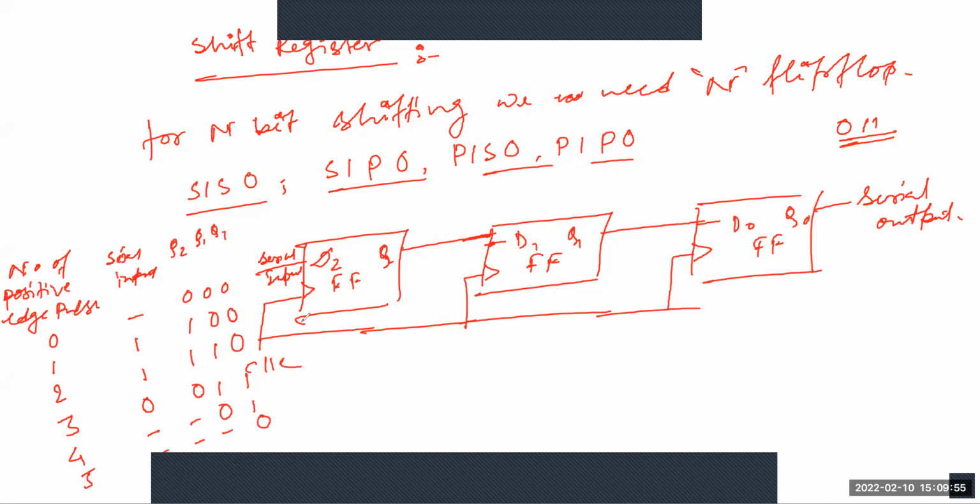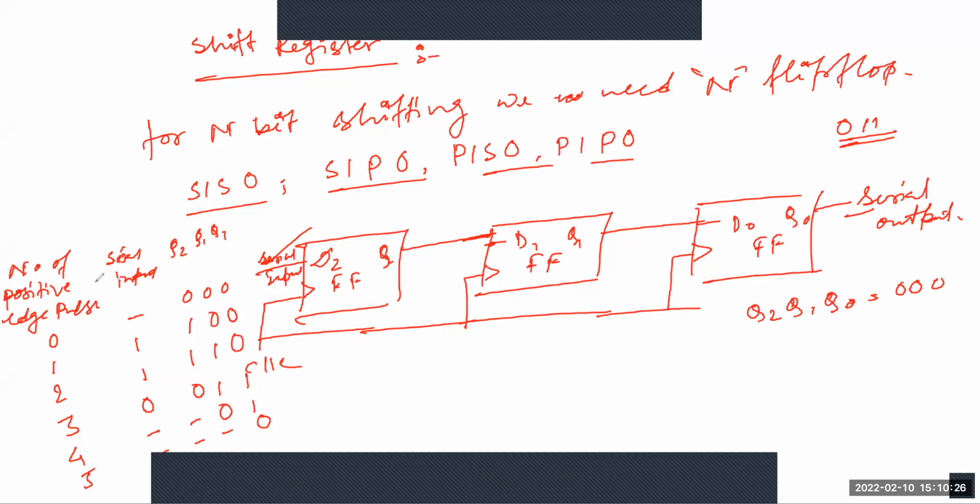So the initial status of this D flip-flop, in the absence of the clock signal, was Q2, Q1, and Q0 equals 0, 0, 0. At this point the serial output is coming from Q0. Here you can see the serial output, and this is the serial input.